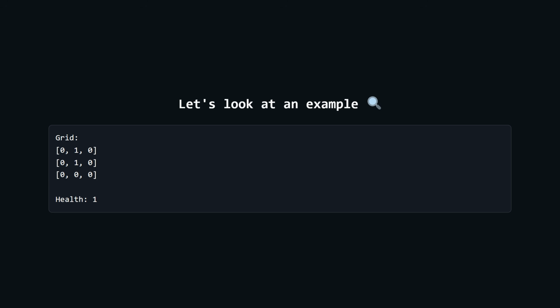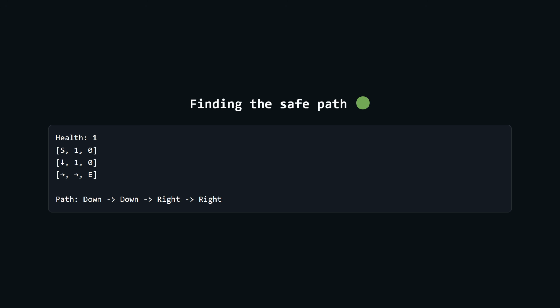Let's look at this small example. We start with a health of 1. If we just try to go straight right, we immediately hit a 1. Since our health is only 1, subtracting 1 leaves us at 0. We lose. But if we go down, down, right, and right, we only walk on zeros. We take 0 damage, our health stays at 1, and we reach the end safely. So, for this grid, the answer is true.